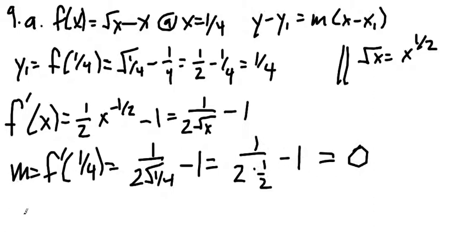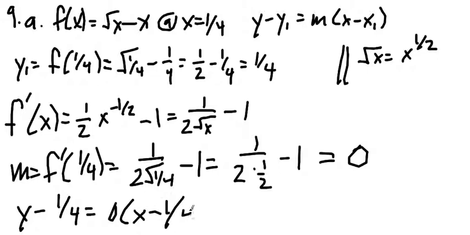So this means that I have y minus y1, which is 1/4, is equal to 0 times x minus x1, which is also 1/4. But that just goes away. We're just left with y minus 1/4 is equal to 0, which, if you really want to put this into slope-intercept form, is just y equal to 1/4. Horizontal tangent. Okay. And let's go on to the next one.